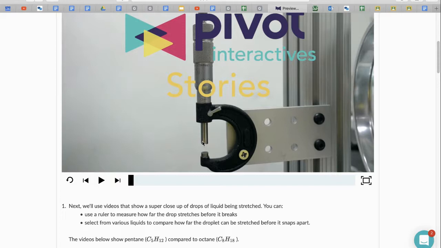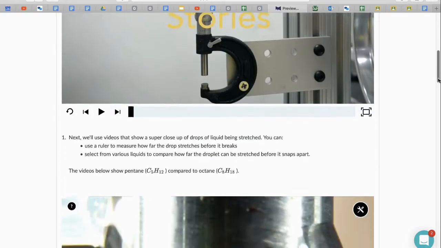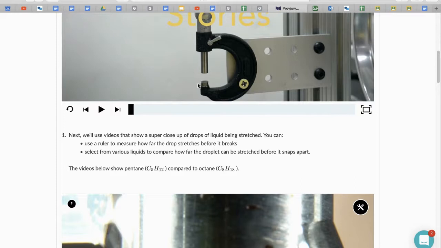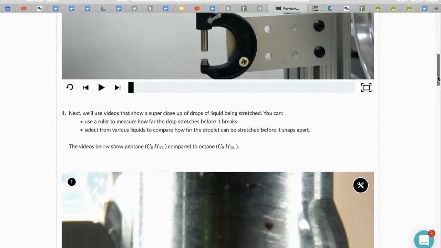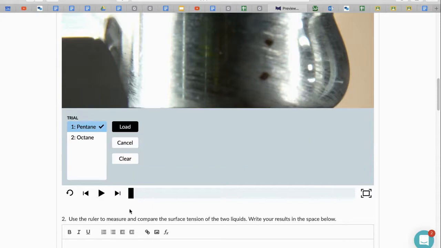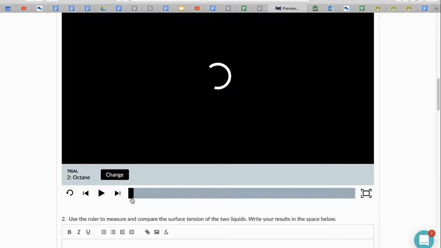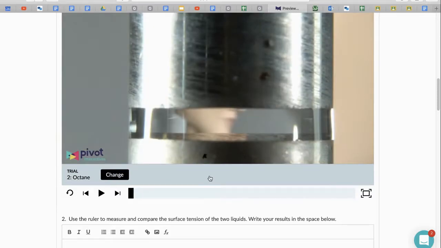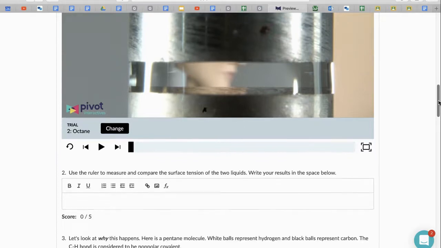They stretch the liquid out, and you measure how far the liquid can stretch before the droplet breaks. When doing this experiment, you need to make a decision about when you're going to measure the droplet and where you measure it when it's stretched out. Make a decision about that after you look at these. After you look at one, you can change the liquid by going to the change button and loading the next video and watching that. So you can look at different liquids that way.